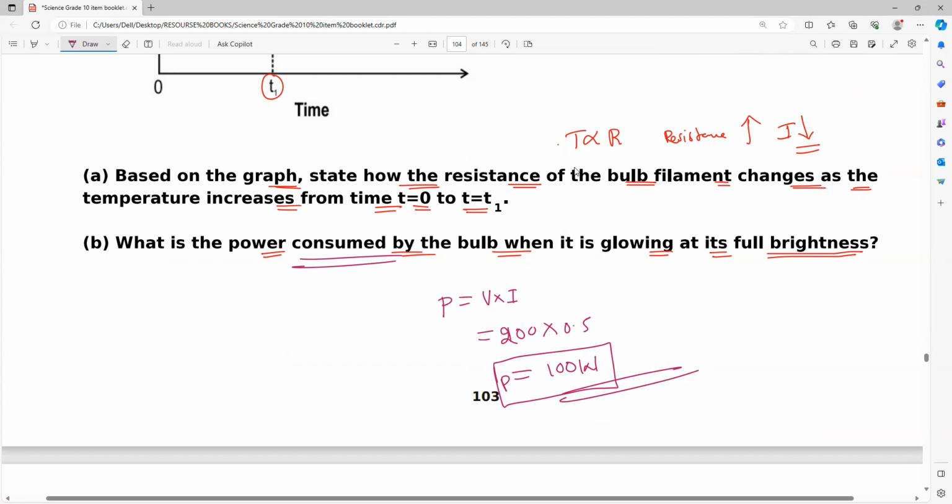Do it. Any doubt? Anybody can ask. Clear?